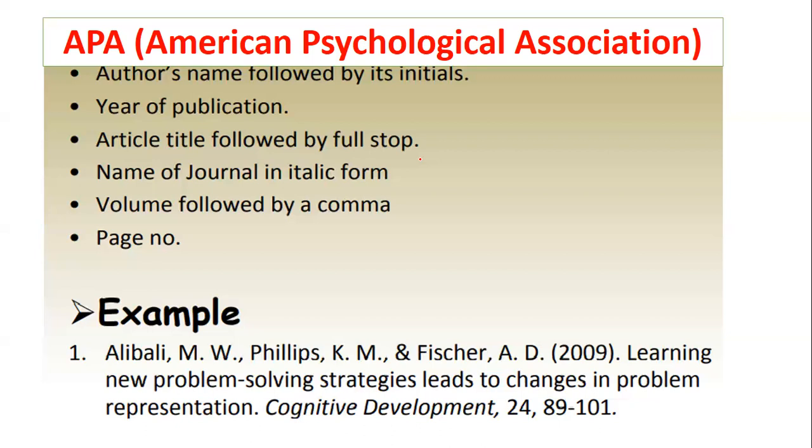So APA style, first of all, what is this? APA stands for American Psychological Association. Now see here, these are the criteria, and based on these criteria the examples are given. The author name is followed by the initials, then the year of publication. The title is followed by a full stop, then the name of the journal in italics, followed by a comma, and the page number or the volume number. That is used in APA style, called the American Psychological Association style. It is talking about the referencing style which comes under APA.